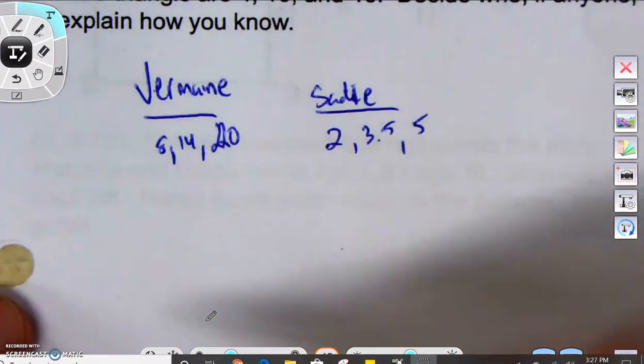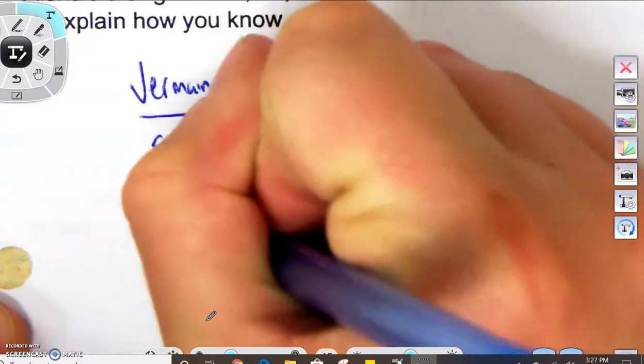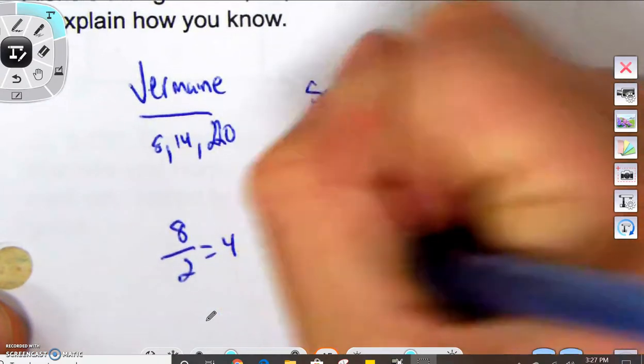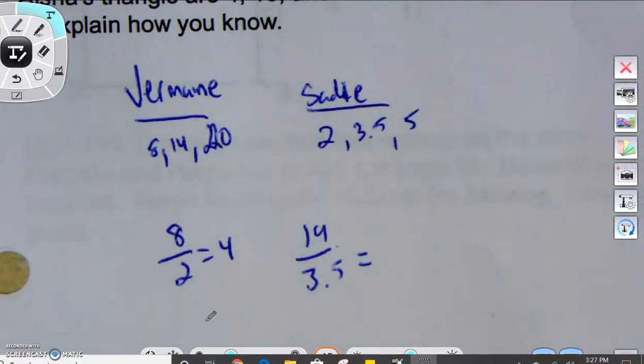So if I go from Germain to Sadie, the first one I have 8/2, which is 4, so I need to make sure all those other ones are 4. So if I have 14 over 3.5, we want to see if that is going to be 4. If it is, then we can say that we're good. If not, then we need to make sure that we say that it is not similar. Give me 1 second to grab my calculator.